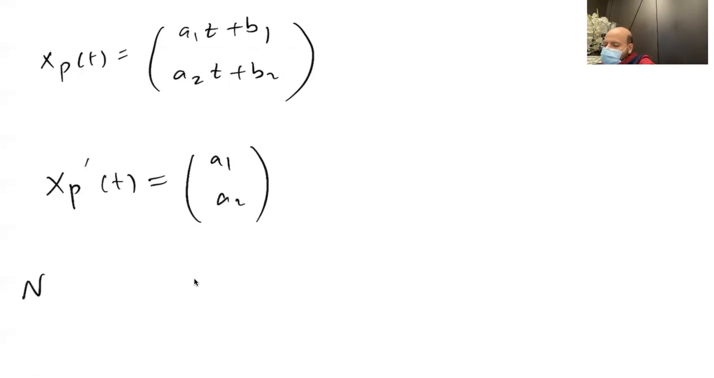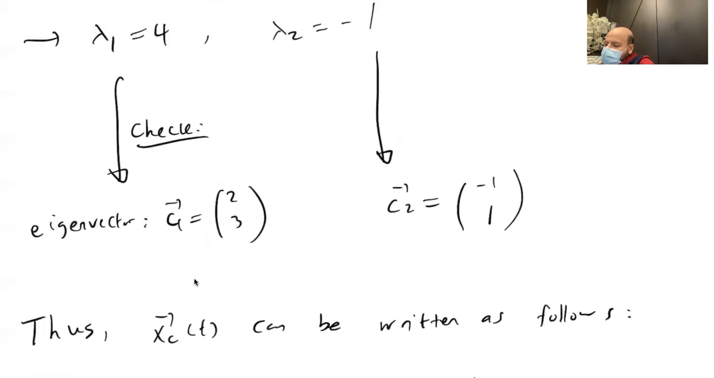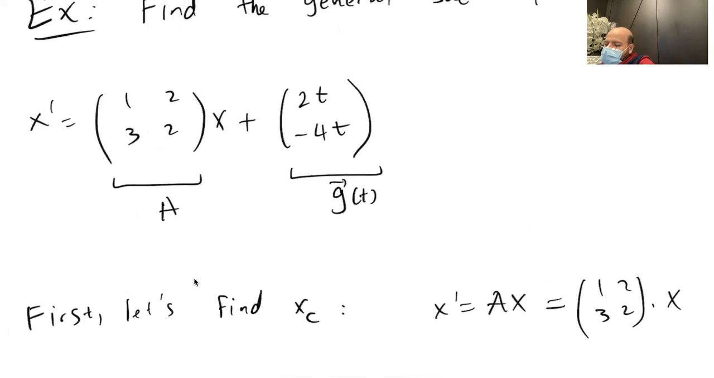Now what do we need? We need xp prime to be A xp plus g of t. I want xp to be a solution of this, right? So I need xp prime to be Ax plus g of t. So that means a1, a2 must be same as matrix A times xp. This matrix A is 1, 2, 3, 2. Remember, I am solving for x prime equals Ax plus g. xp is a particular solution. So for xp, we need to have xp prime equals A xp plus g.